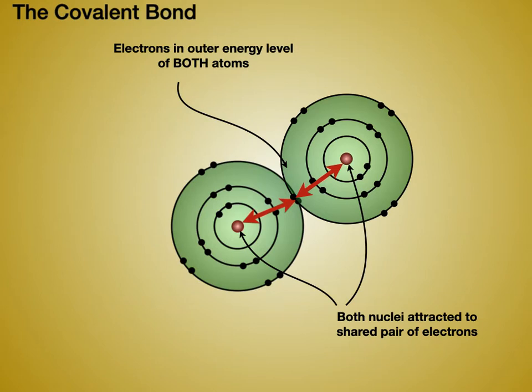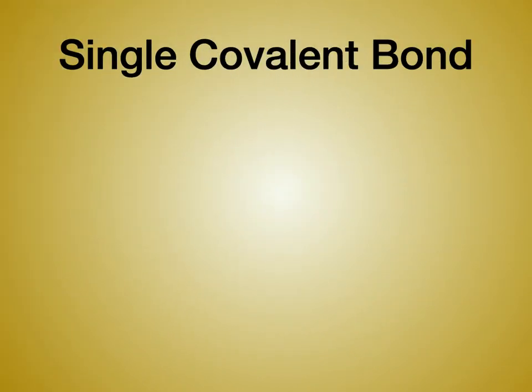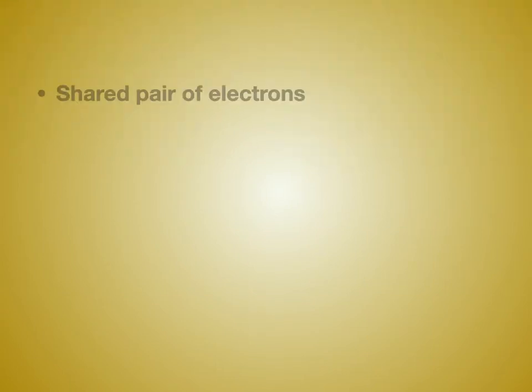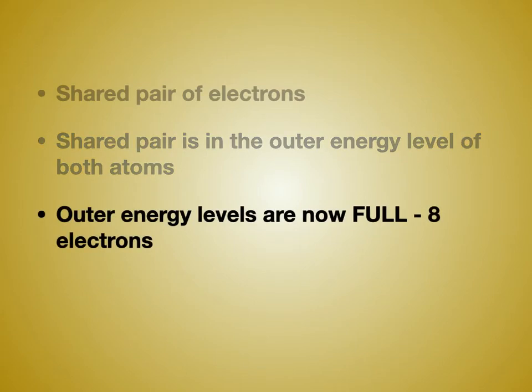Notice, by the way, both atoms now have full outer energy levels. They both have 8 electrons in the outer energy level. 2 of them, though, are shared. So this is what we're going to call a single covalent bond. It's made up of a shared pair of electrons, and that shared pair is in the outer energy level of both atoms. The outer energy levels of both atoms are now full, with 8 electrons, so you can't add any more, even if you wanted to.